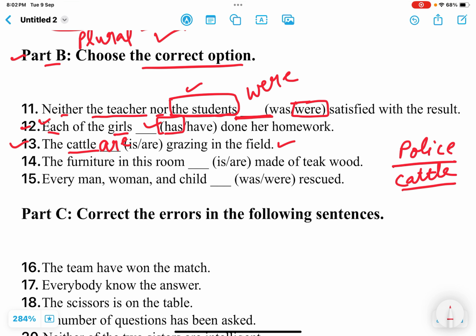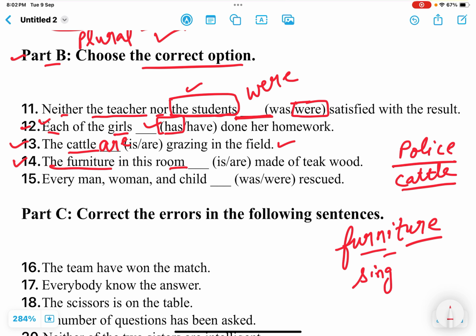Once again, this is a tricky question. Next one is the furniture in this room. Now see, in this room, the furniture, the subject is the furniture. Okay, no doubt in furniture we have so many articles like chairs, beds, tables, dressing table. So many goods may be there, but here it is talking about furniture, and furniture is always singular. So the furniture in this room is made of teak wood. So here it is singular, so a singular verb is to be used.